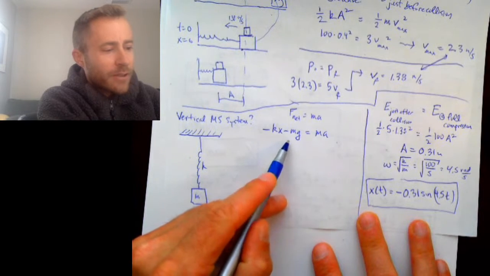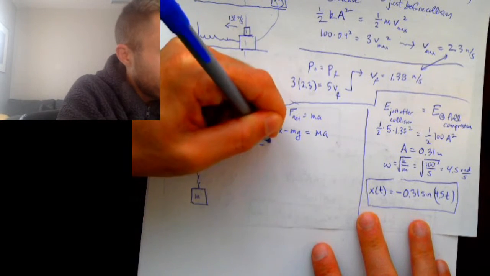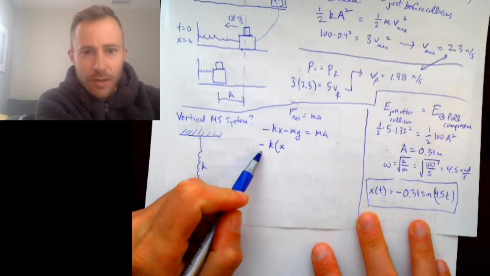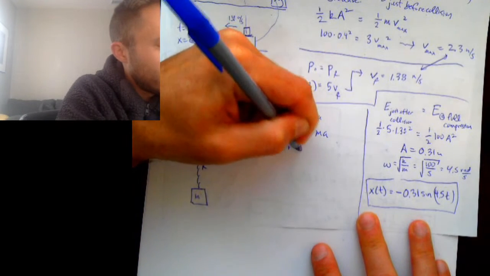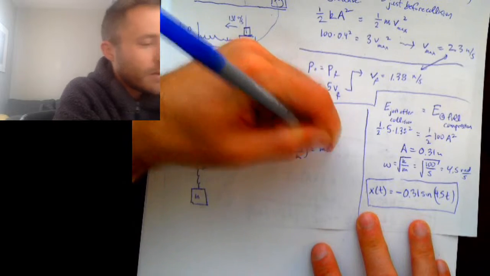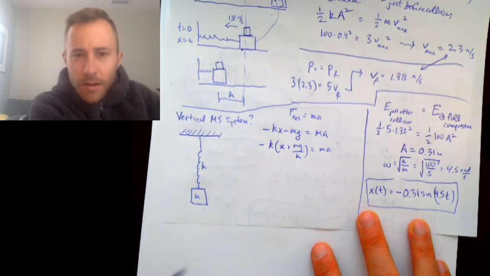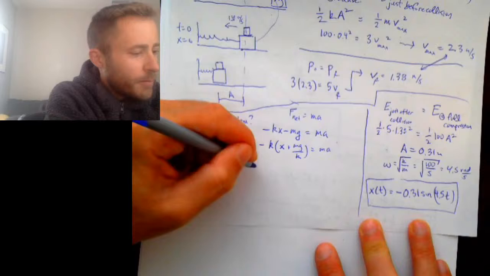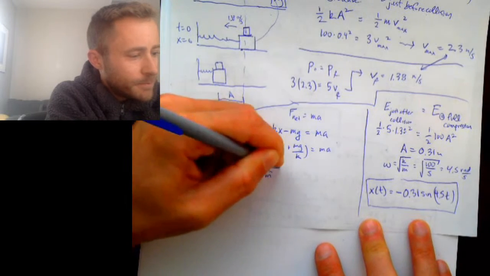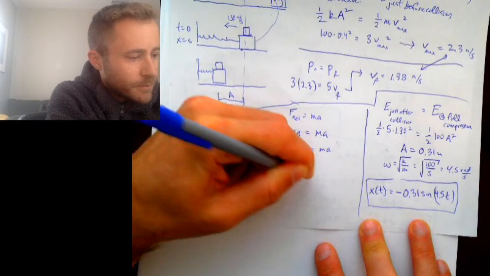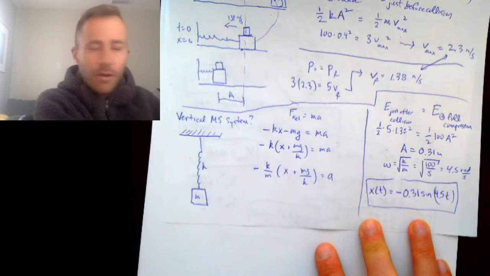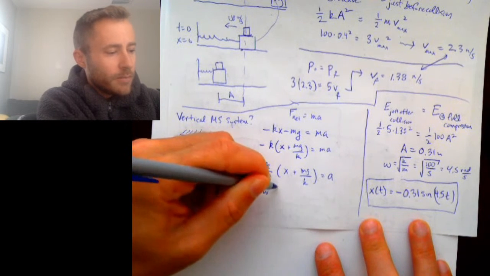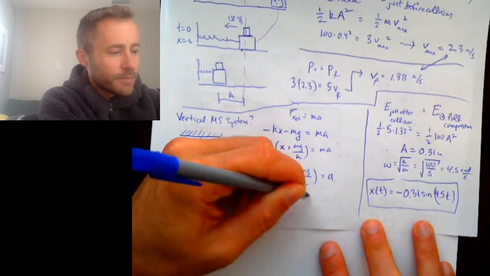So I'm actually going to factor out a k from this side. So I have minus k times, actually I'm going to factor out minus k. And then I'm going to divide both sides by m. All right. So let's compare that with the fundamental equation of simple harmonic motion.